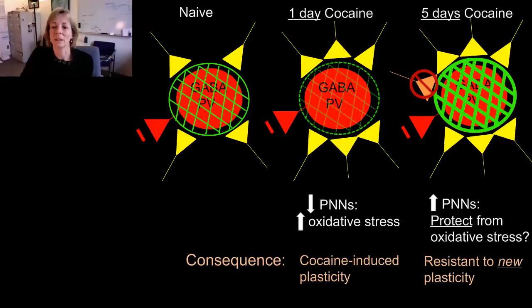And this may be akin to what has been described many times over in the addiction literature, and that is that natural reinforcers do not seem to induce the plasticity once individuals or animals have been exposed to cocaine. And so this resistance to new plasticity may in part be occurring at the level of these GABAergic fast-spiking neurons.